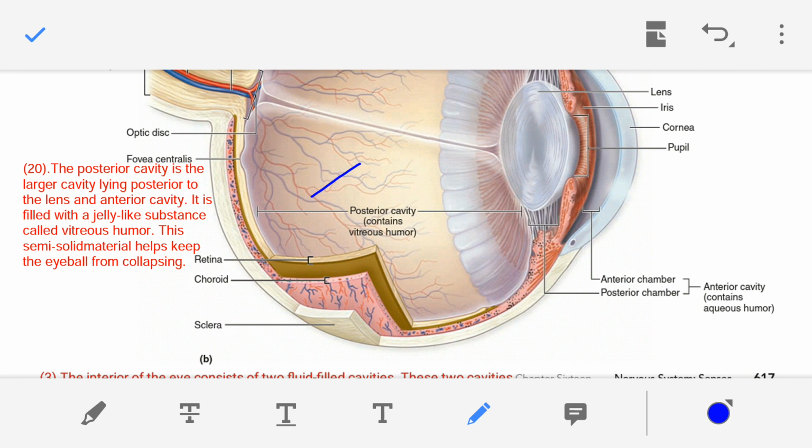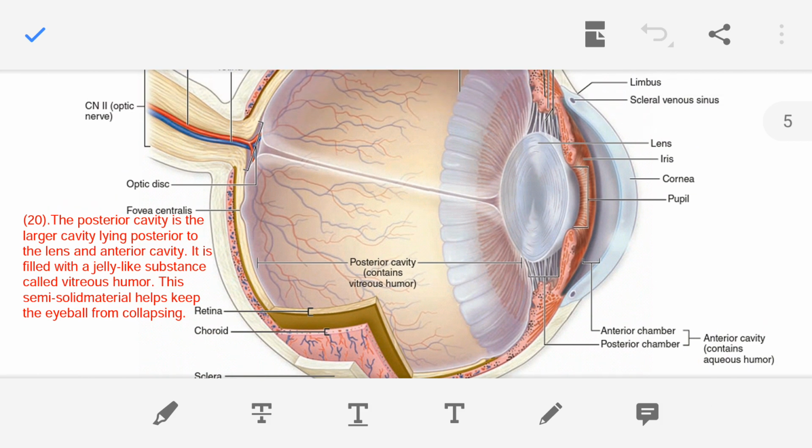The posterior cavity is filled with a jelly-like substance known as vitreous humor. Due to the presence of vitreous humor, which is a semi-solid material, our eyeball does not collapse. Our eyeball remains erect, not collapsing, because the vitreous humor is filling the posterior cavity. That's why.